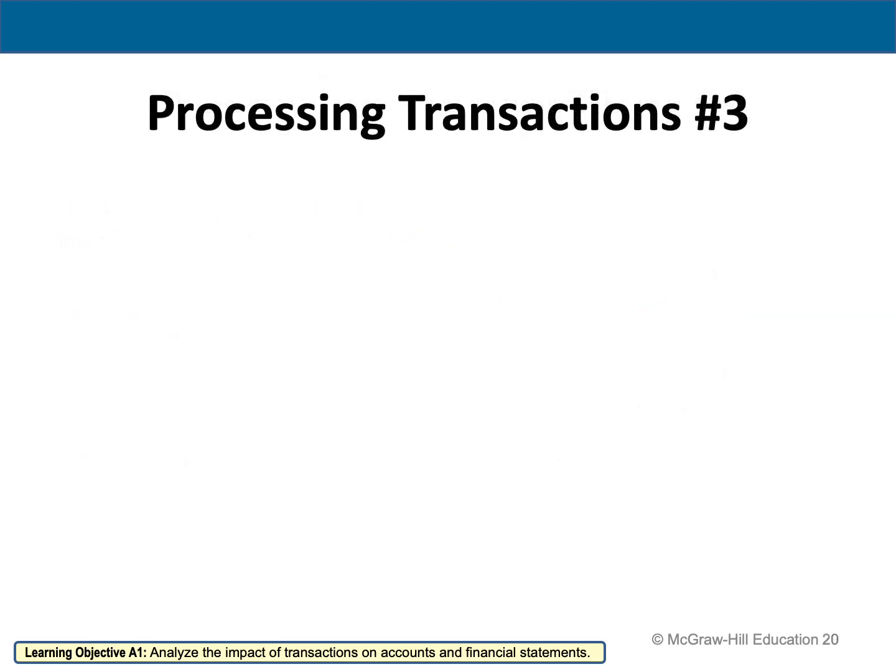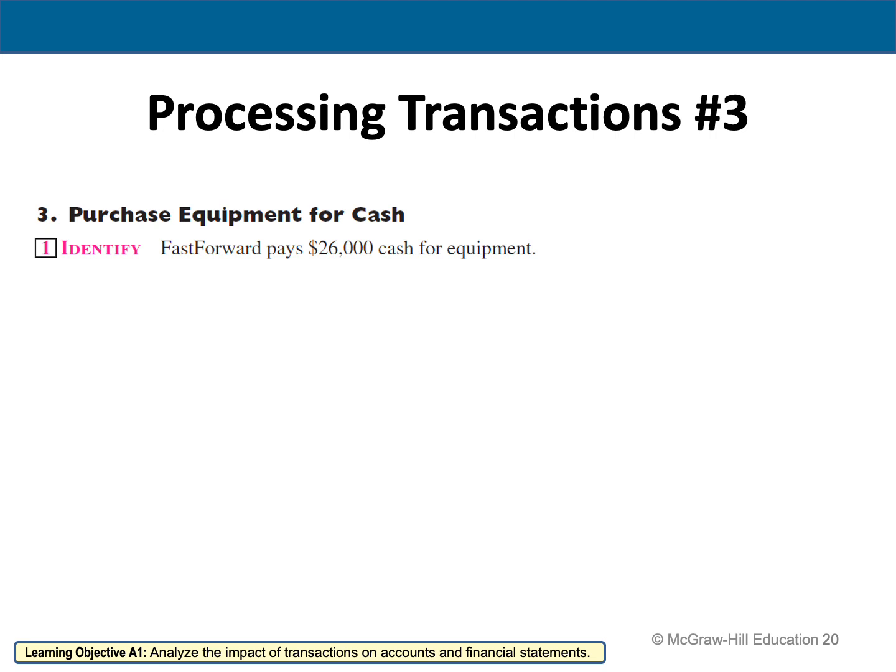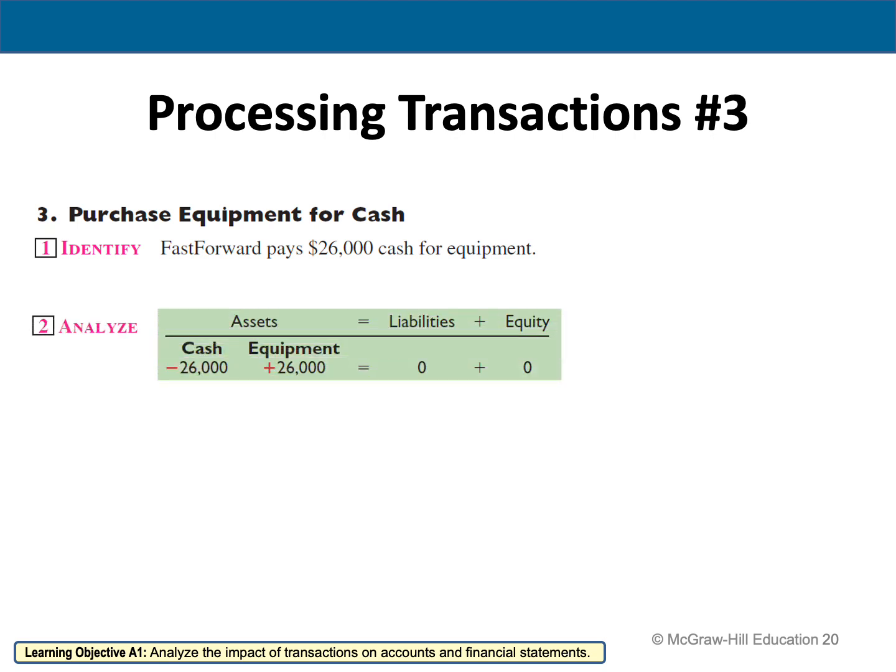Now let's move to transaction number 3. The company pays 26,000 cash for equipment. So the company purchases equipment and they pay cash. If I'm going to analyze it, I'm going to say that my equipment is increasing because I just purchased it, and my cash is decreasing because I just paid it.